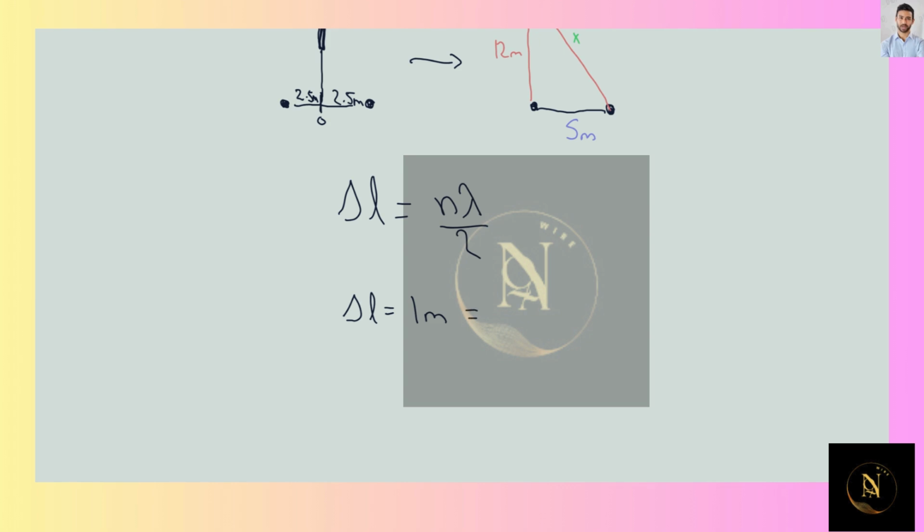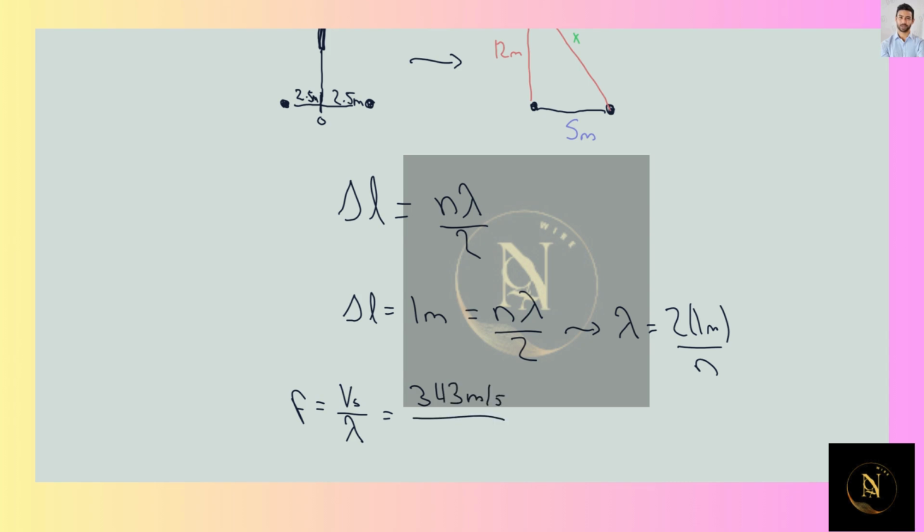And this needs to be equal to n times lambda divided by 2. So from here, we get that lambda is equal to 2 times 1 meter divided by n. At the same time, we know that the frequency is equal to the speed of sound divided by lambda. So the possible frequencies are equal to the speed of sound, which is 343 meters per second, divided by 2 meters, multiplied by n.